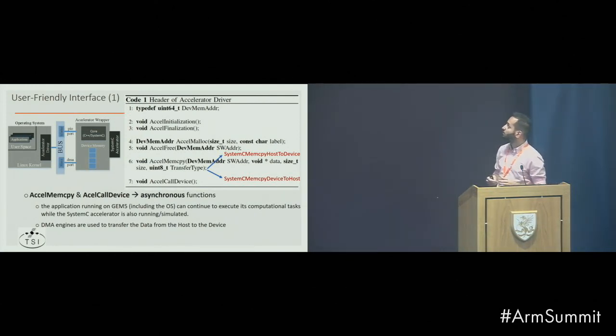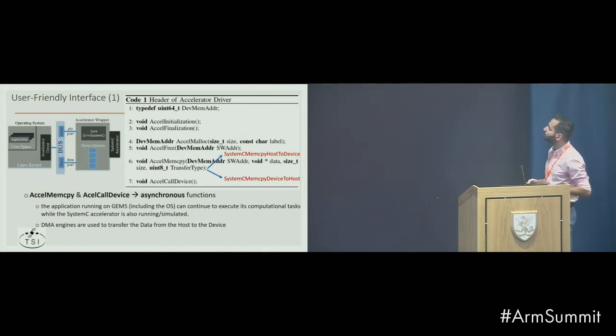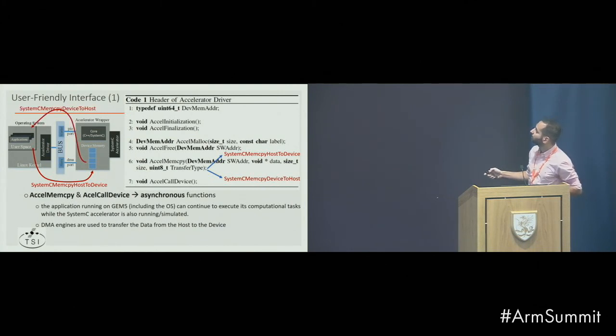In addition, accel free is used to deallocate the memory which is allocated from accel malloc. And accel memcpy is developed so as to transfer the data from inside the user application to the device memory wrapper. So here the user can use two transfer types, either SystemC memcpy host to device or SystemC memcpy device to host, as you can see here, so as to transfer the data from inside the application to device memory.